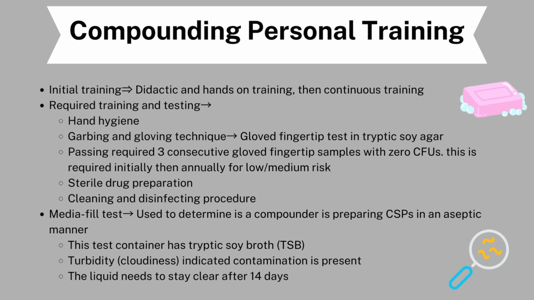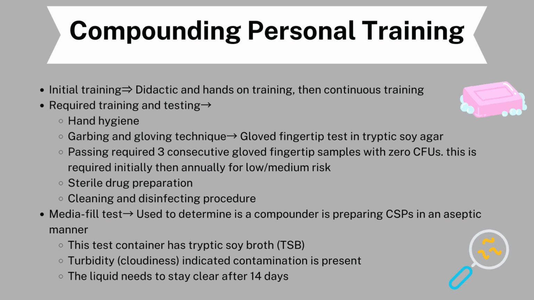For required training and testing, you're going to need to be tested on hand hygiene, garbing, and gloving techniques. For this, you're usually gloved, and your fingertips are tested using tryptic soy agar. Passing requires 3 consecutive gloved fingertip samples with 0 CFUs. This is required initially, then annually for low to medium risk. You'll be tested and trained on sterile drug preparation and cleaning and disinfecting procedures.